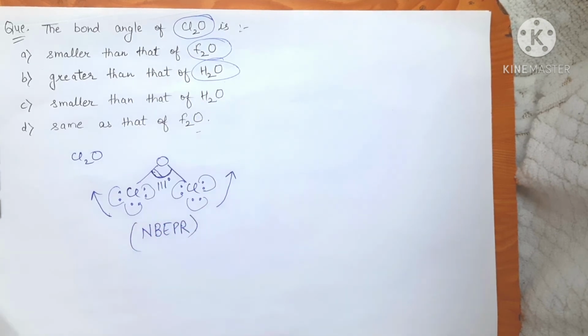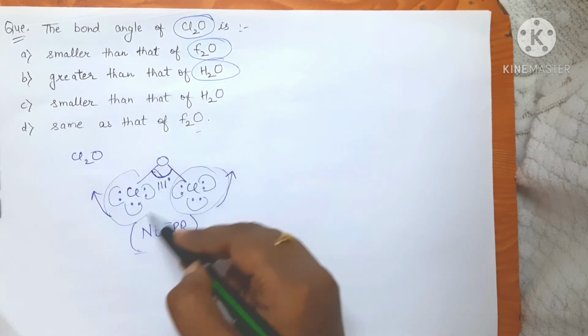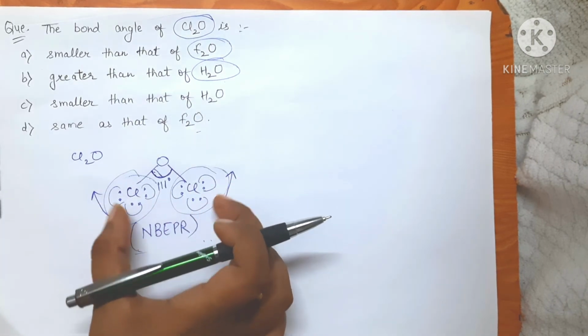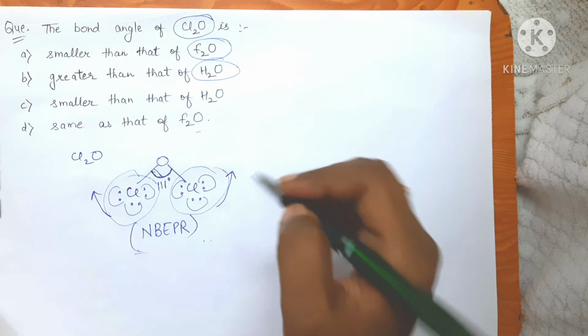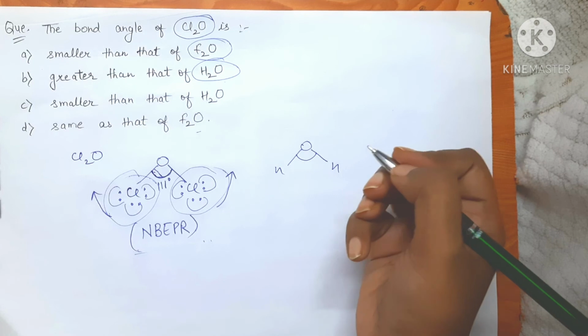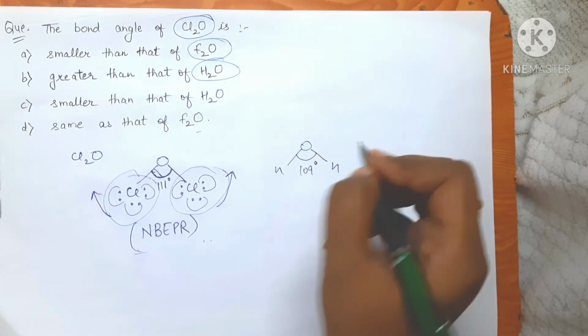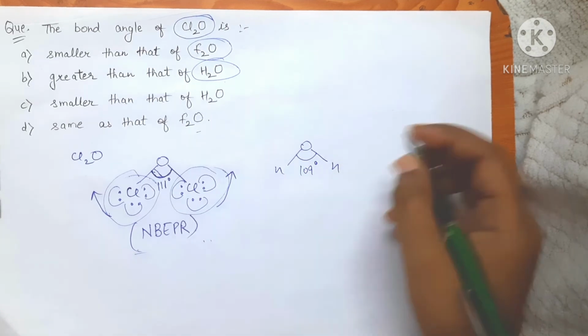If you want to study that topic elaborately, then you can go ahead and watch the chemical bonding videos. There we have discussed how NBEPR dominates here because of the bigger size of chlorines, and the repulsions between the lone pairs lead to the increase in bond angle in the case of Cl2O. Whereas in the case of H2O, we all know that the angle is 109 degrees. There is no concept of the domination of NBEPR or VSEPR, valence shell electron pair repulsions.